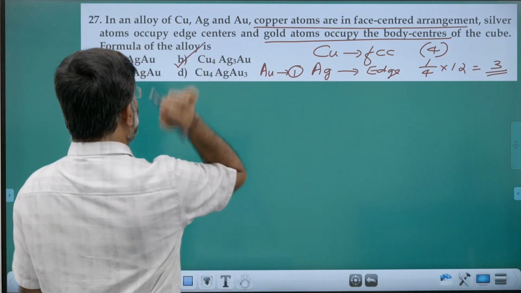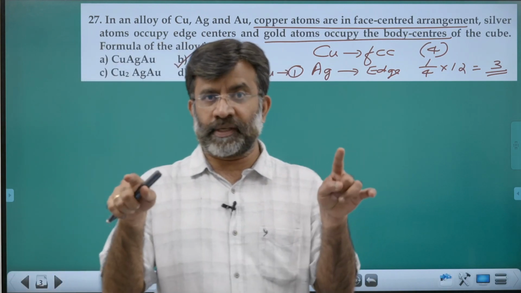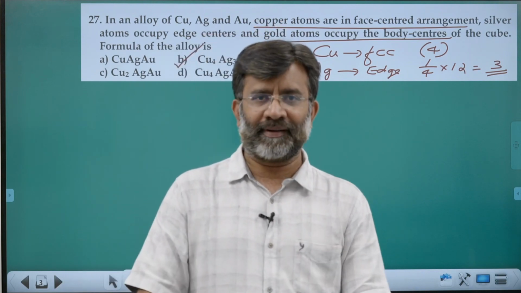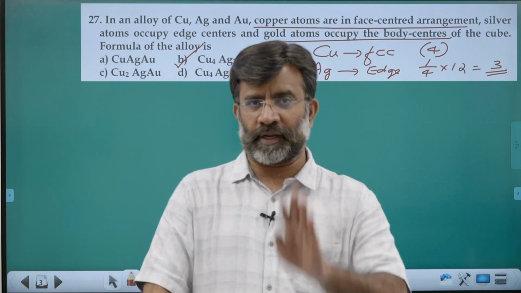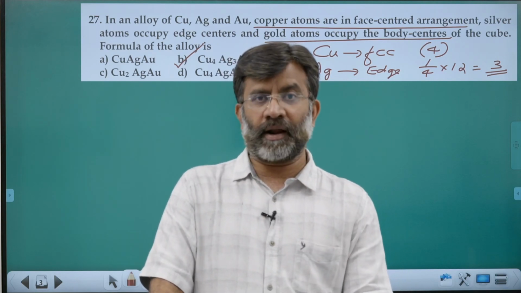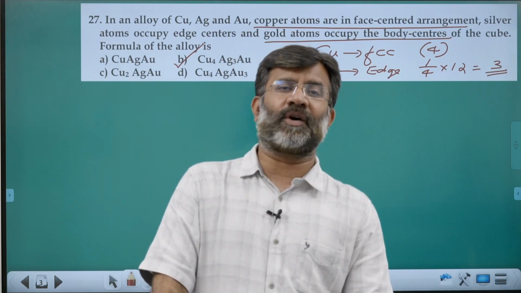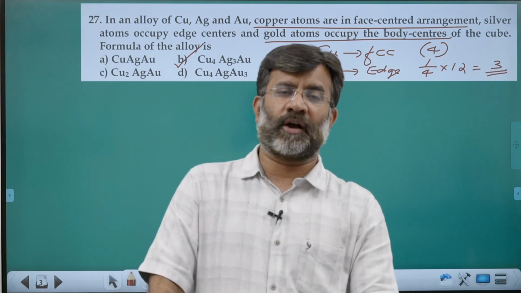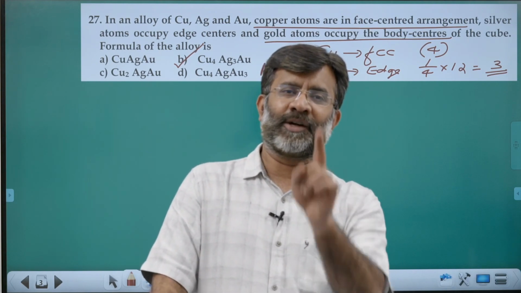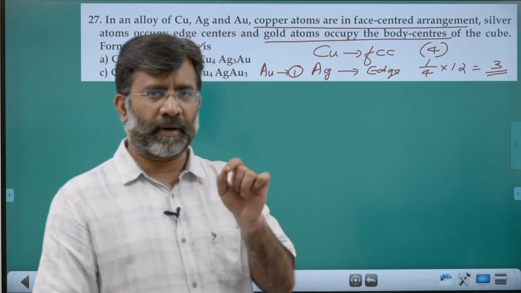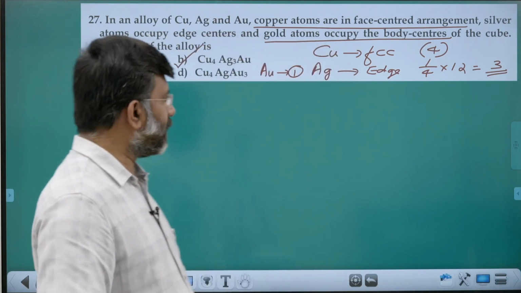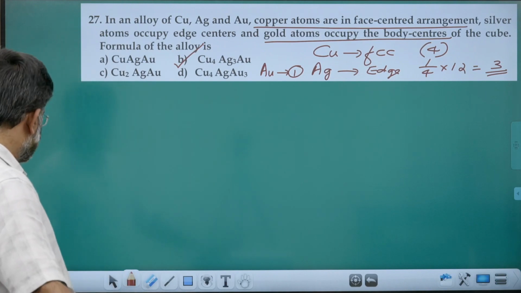Option B. Copper FCC, so it is 4. How 4? 1/8 into 8 equals 1, and 1/2 into 6 equals 3, so 4. Silver at the edge centers. Edge center, what is the contribution? 1/4 contribution. How many edges? 12 edges. 1/4 into 12, 3 particles. And gold in the body center. Next.